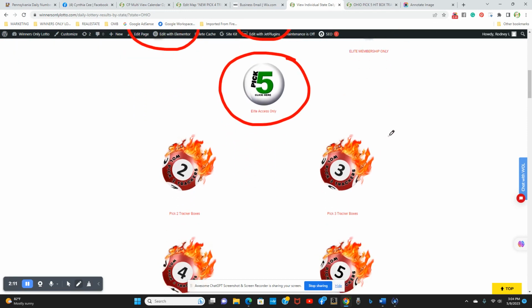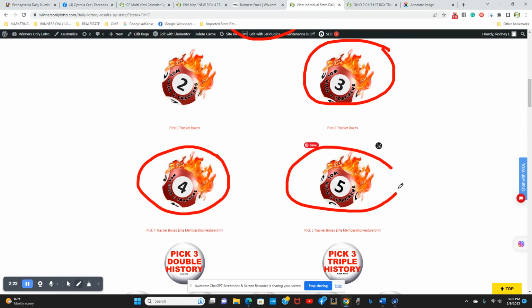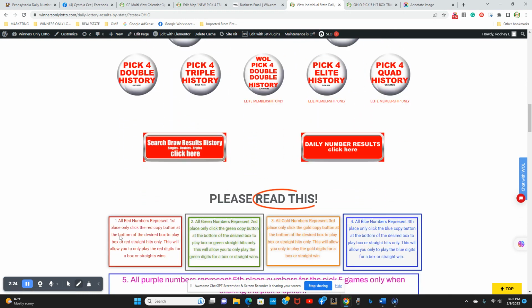What's important for pick 3? This. Tracker boxes. What's important for pick 4? This. Tracker boxes. What's important for pick 5? This. Tracker boxes. Now watch in real time.